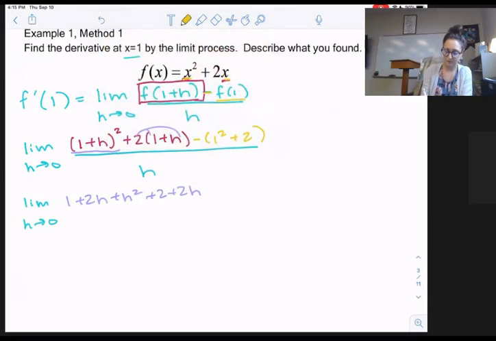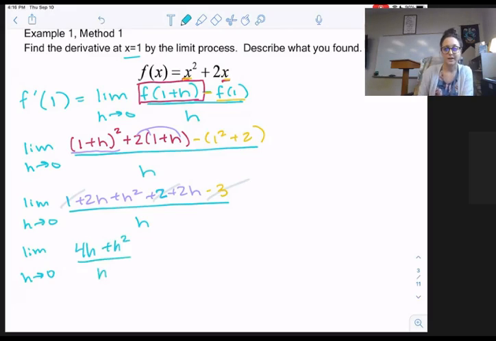And then I've got that yellow portion there. 1 squared plus 2 is 3, right? So minus 3 all over h. Let's combine like terms. So I've got limit as h approaches 0. I've got 1 plus 2 minus 3, so those are going to cancel, right? 1 plus 2 is 3, minus 3 is 0. Now let's focus on what we have left. I've got 2h plus 2h, so that's 4h. And then I've got an h squared.